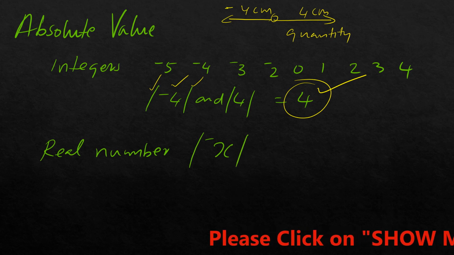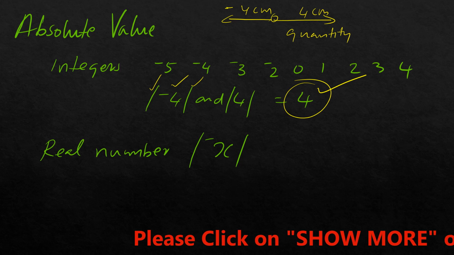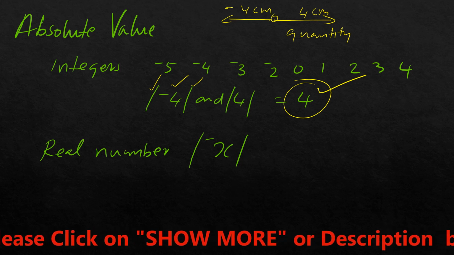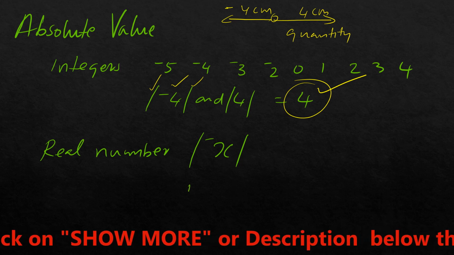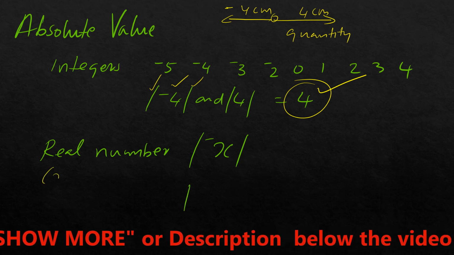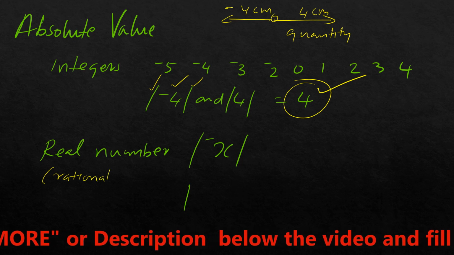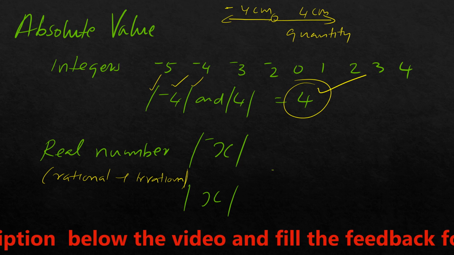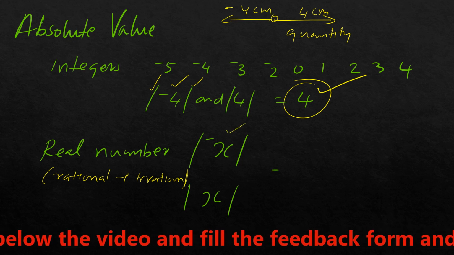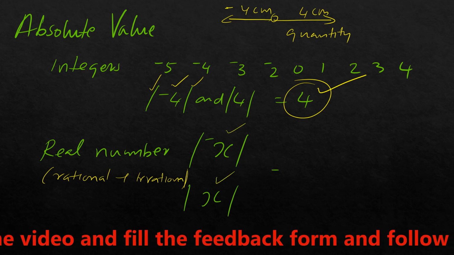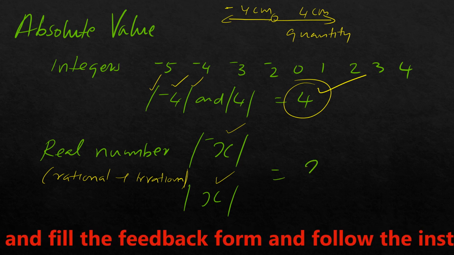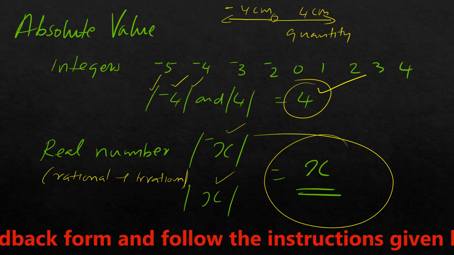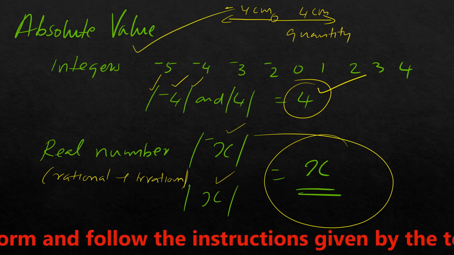What are real numbers? Real numbers are numbers: rational numbers, integers, whole numbers, natural numbers. All these numbers come under real numbers. What is the definition of real numbers? Rational plus irrational, both together. That is what we are doing now. So in this case also, whether it is minus x or plus x, in the sense a negative real number or positive real number, the absolute value of that will be x and x only. Same principle is applied in the case of real numbers.